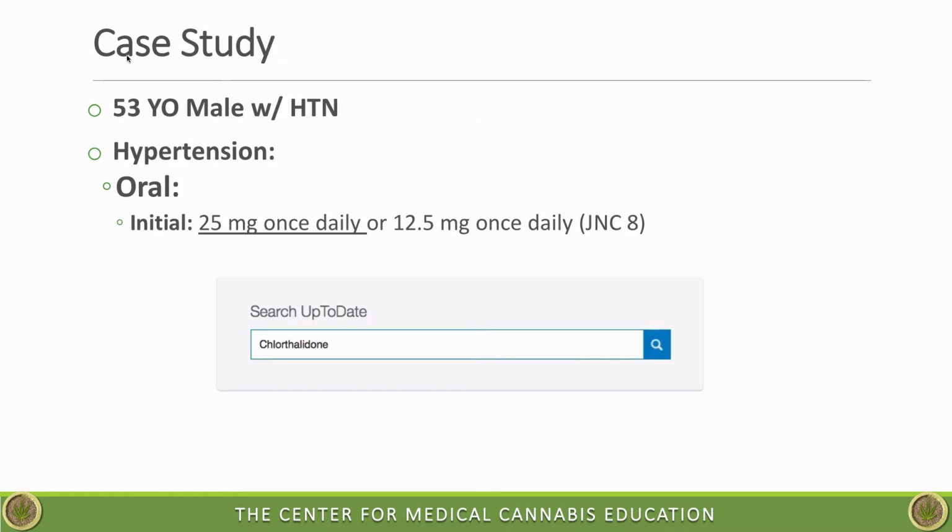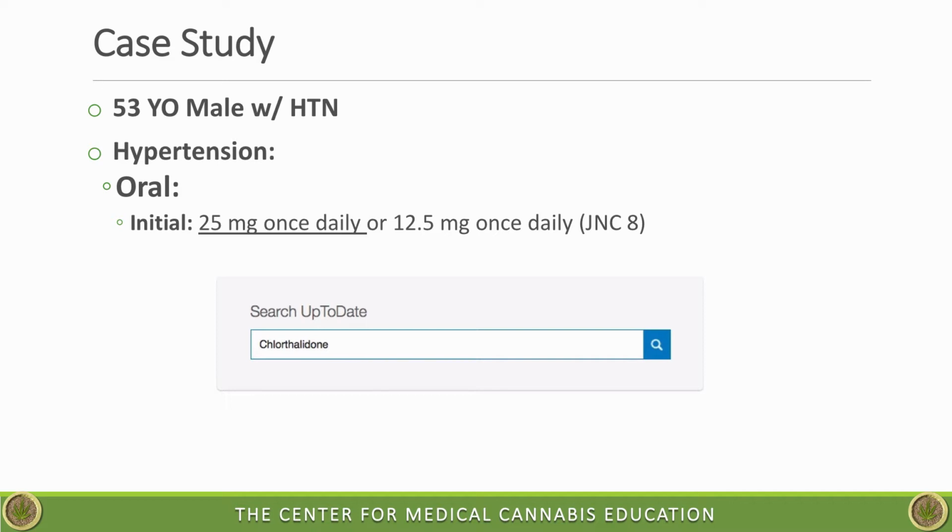One of the challenges of using cannabinoids in clinical practice is the lack of clinical resources to consult when you don't know what to do. Let's look at how we might approach this problem if we were talking about an FDA-approved drug. So we're looking at a 53-year-old male with essential hypertension that has not been controlled with intensive lifestyle modification. You decide to initiate pharmacological antihypertensive therapy.